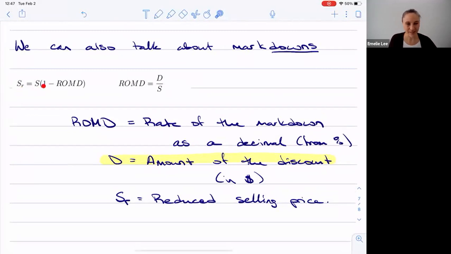Notice that this has the same setup as N equals L times 1 minus D. Notice that similar layout. This is always going to be a lesser price: the original price, or the list price from the previous formula that we worked with, times 1 minus the discount, the rate of the markdown in this case, or the trade discount in the previous case.